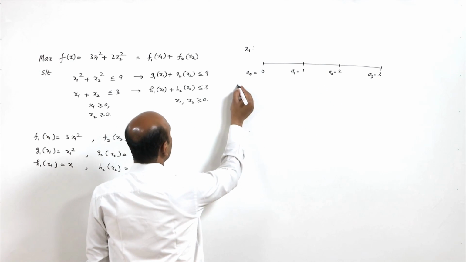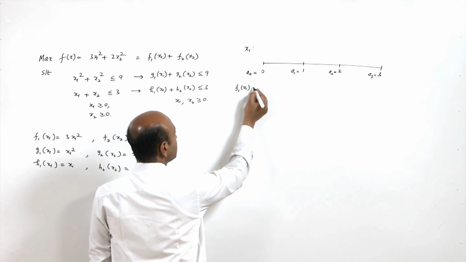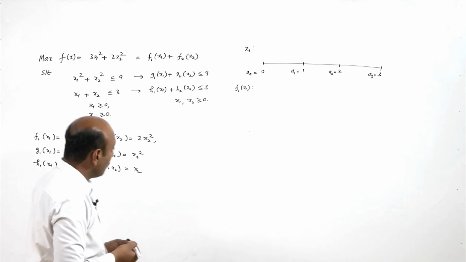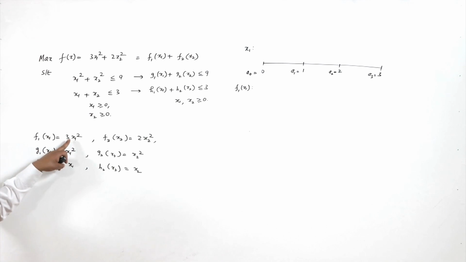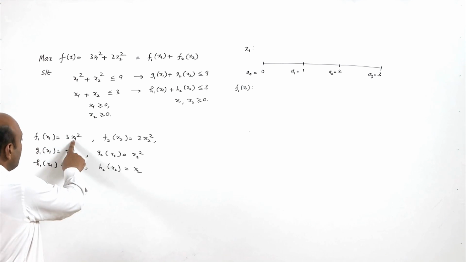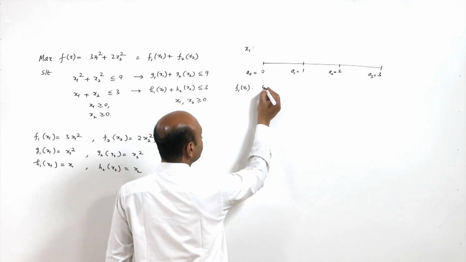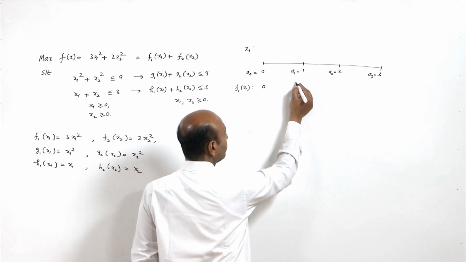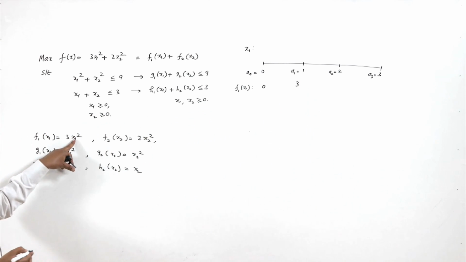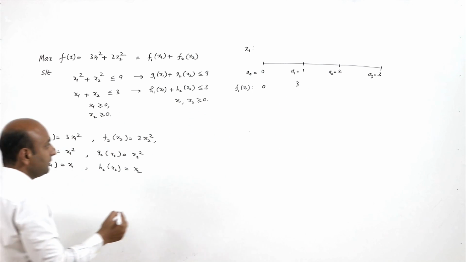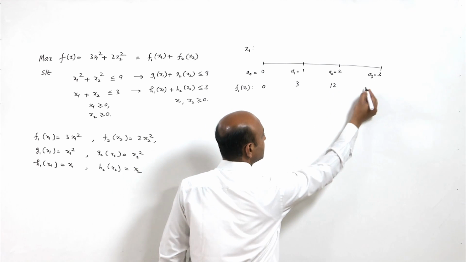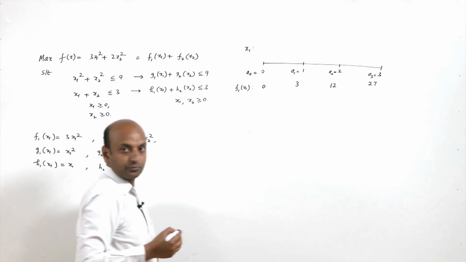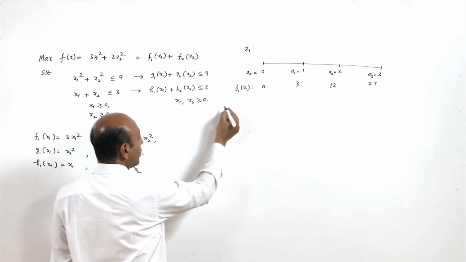So what is f1(x1) at these grid points? f1(x1) is 3x1 square. What is f1(x1) when x1 is 0 at A naught? You substitute 0 here, it is 0. You substitute 1 here, it is 3. You substitute 2 here, it is 4 into 3, it is 12, and then it is 27. Now you focus on g1(x1).